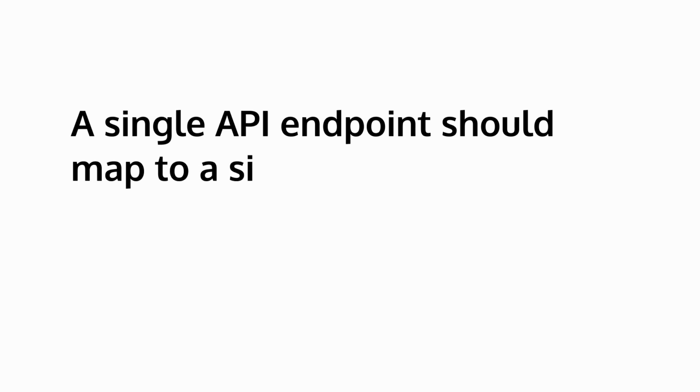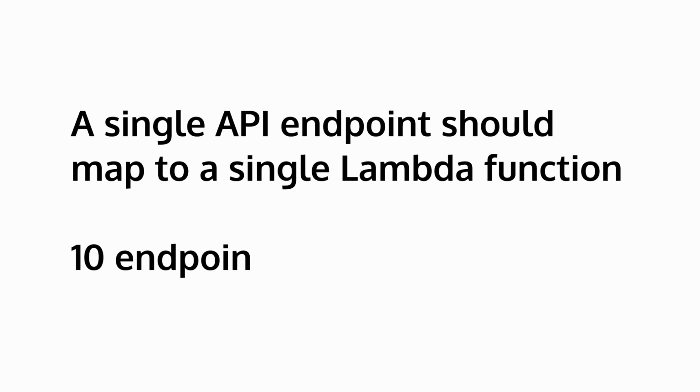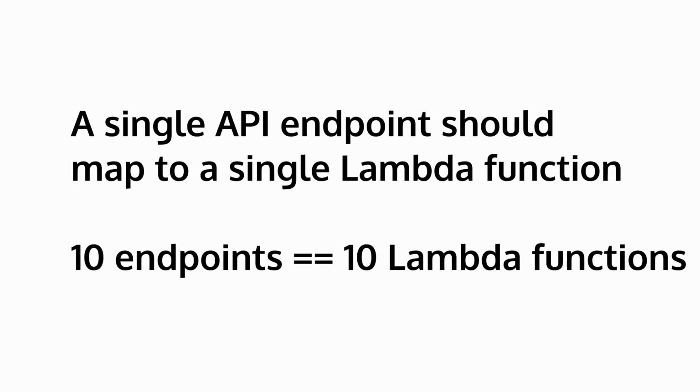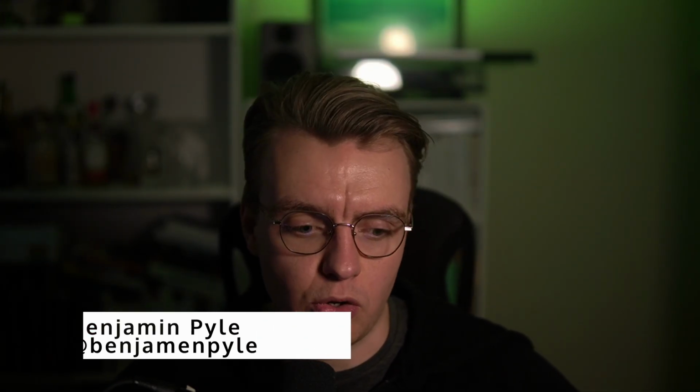I used to be pretty militant about the fact that a single API endpoint should map to a single Lambda function. You've got 10 endpoints on your API, well then that should be 10 separate Lambda functions. Everything's single purpose. Lambda functions are meant to be single purpose, right? Well, maybe not always. And I had a really fantastic conversation at re:Invent last year with Benjamin Pyle about this. If you don't follow Benjamin Pyle on Twitter, go and check him out. He's talking about all the Rust things at the minute.